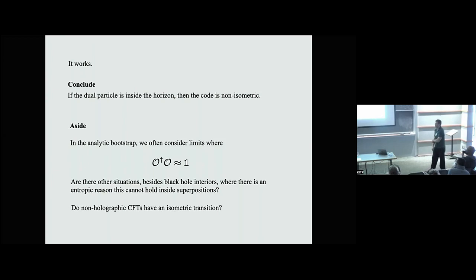I think an interesting question for the bootstrappers in the audience is whether there are other situations where this occurs. In the analytic bootstrap, we often are interested in regimes which are dominated by the identity operator, like cone bootstrap, Tauberian theorems. They show up all over the place. And I wonder if there are other situations besides black hole interiors where there's an entropic reason that this approximation must break down. For example, do non-holographic CFTs have an isometric transition? We don't know. They might. They're simply a counting argument.